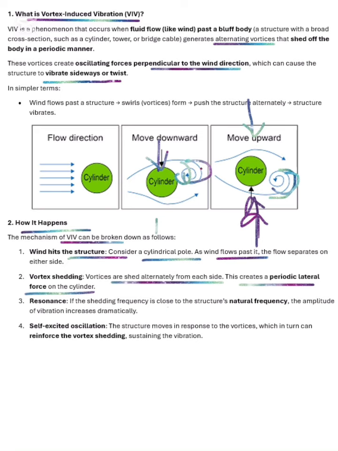Resonance: if the shedding frequency is close to the structure's natural frequency, then the amplitude of vibration increases dramatically. Self-excited oscillation: the structure moves in response to these vortices, which in turn can reinforce the vortex shedding, sustaining the vibration.